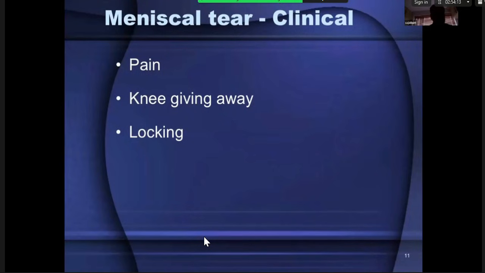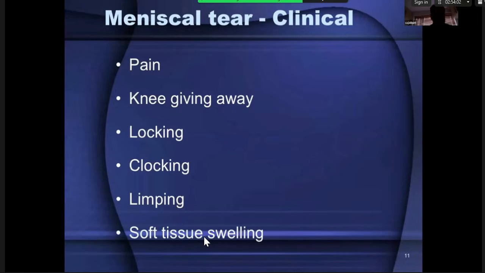So what do these tears actually look like, and how do they present clinically? They would present with pain, with the sensation of the knee giving way. Patients can have locking and a clicky noise once they move around, and it's painful. And obviously that results in patients limping around.